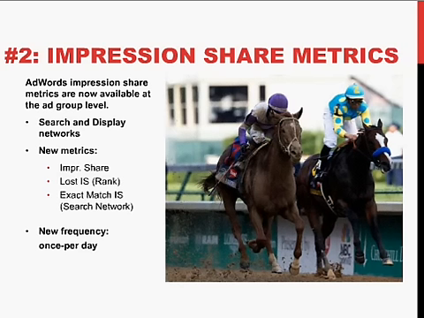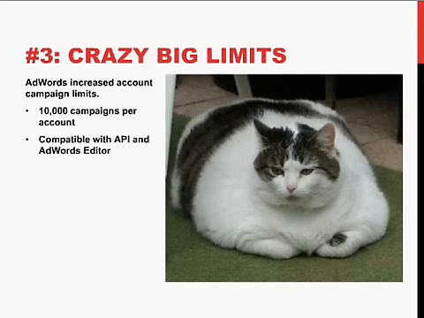Okay, let's talk about the third big change, and this is a good one. Now we have crazy big limits. When I first started teaching, there were only 25 available campaigns by default in an AdWords account. So many advertisers literally had dozens of AdWords accounts because the account limits just weren't sufficient to handle all of the campaigns that they needed to advertise for their businesses. I think AdWords has pretty much taken care of that. I don't have any clients who need more than this.